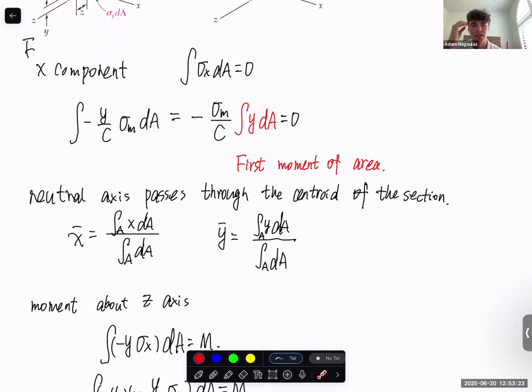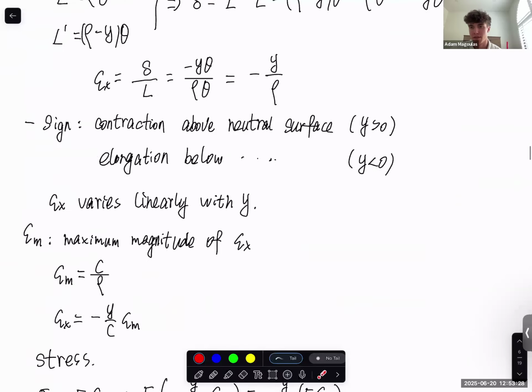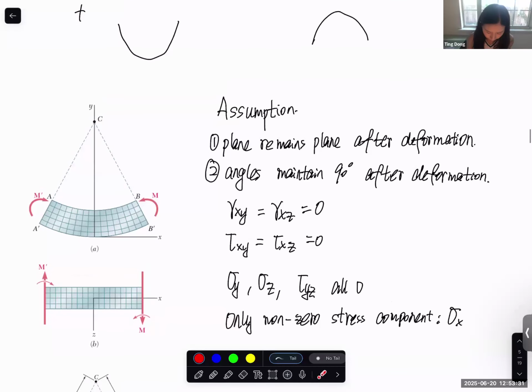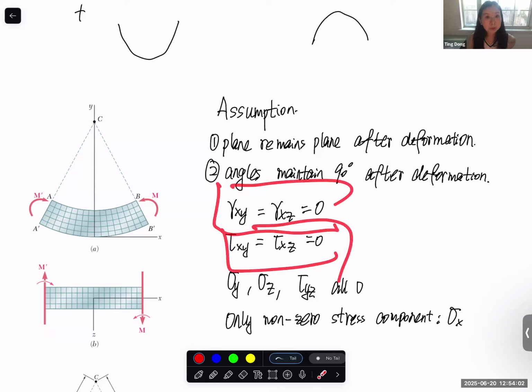I'm not understanding why sigma x is the only non-zero. Based on our assumption, we talk about the definition of shear strain as the reduction of angle after deformation. If we consider before and after deformation, this angle maintains 90 degrees, which means the reduction of angle is zero. Makes sense or not? If the reduction of the angle equals zero, it means the strain is zero. And since the relation between stress and strain is the shear modulus, tau equals shear modulus times gamma, strain equal to zero means stress equal to zero.